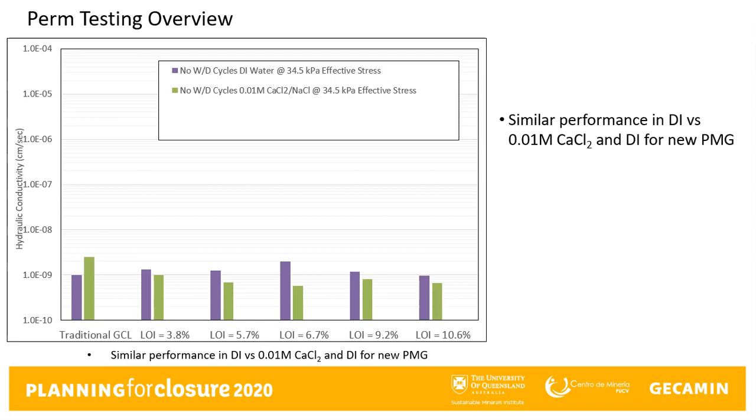The green bars show the performance against 0.01 molar calcium chloride prior to any ion exchange processes that have taken place. So this is just fresh polymer modified GCLs tested against 0.01 molar calcium chloride. You can see that for traditional bentonite-based GCLs, you saw a slight increase in hydraulic conductivity. And also, interestingly, we saw a decrease in the hydraulic conductivity for the polymer modified GCLs.